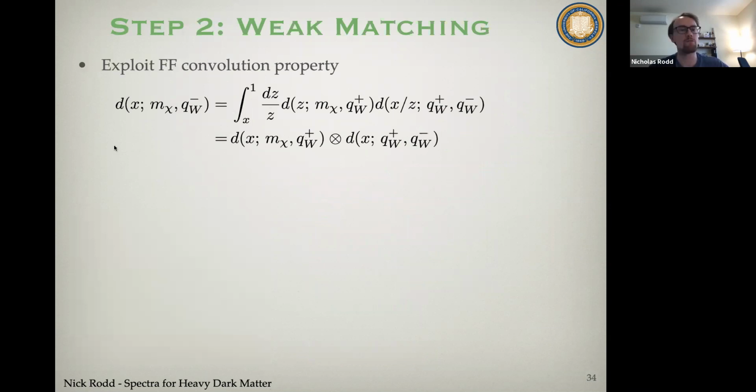So just to quickly flag, for time I won't go into too much detail here, but the point is that fragmentation functions obey a gluing property. Essentially, you can calculate evolution from A to B and from B to C, and then you can glue these together using this formula to get the evolution from A to C. And that's what we're going to take advantage of.